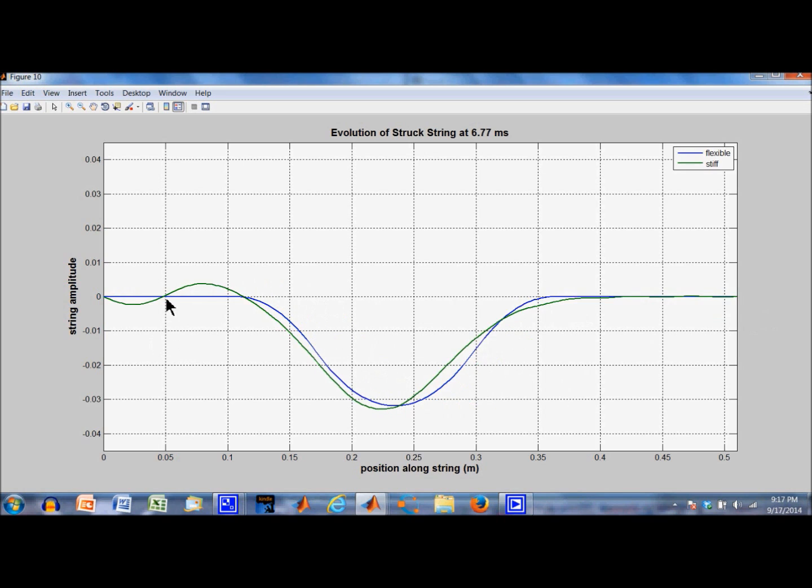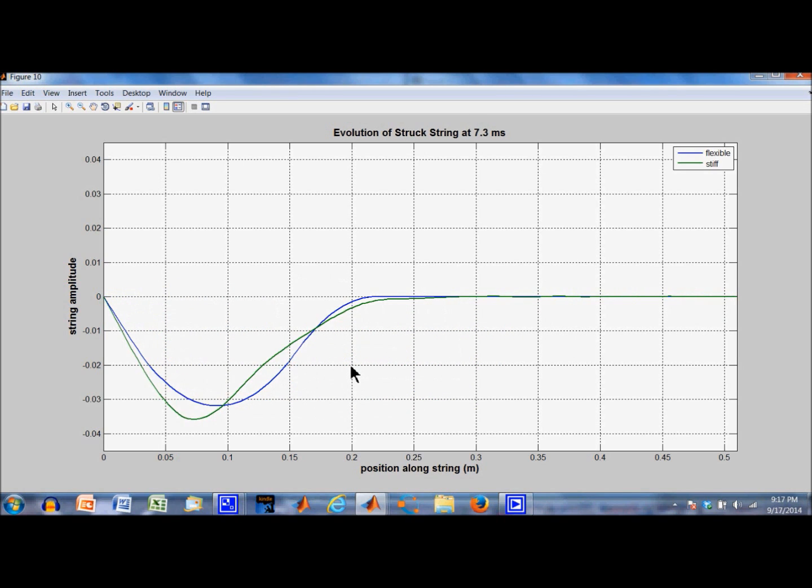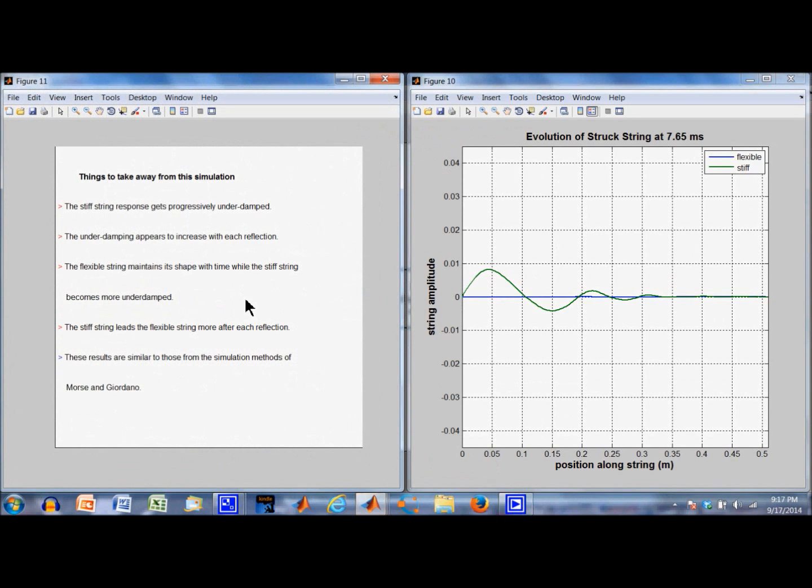More underdamped behavior and more of a lead. This is the last reflection we're going to look at. Okay, this is the final moment of the two periods that we just looked at. Notice that the flexible string comes back to its initial rest position, whereas the stiff string is showing quite a bit of lead and quite a bit of underdamped behavior.